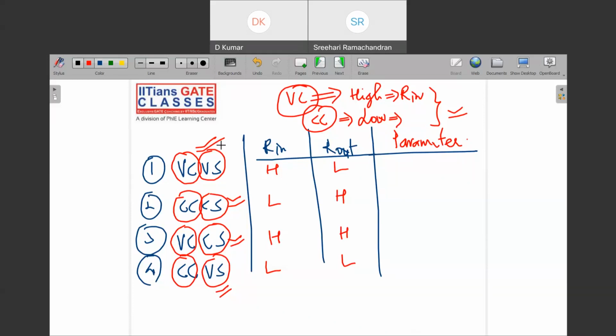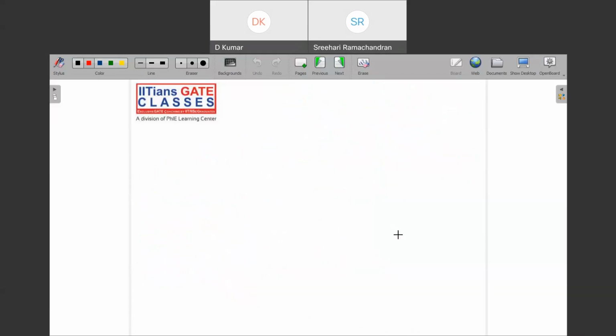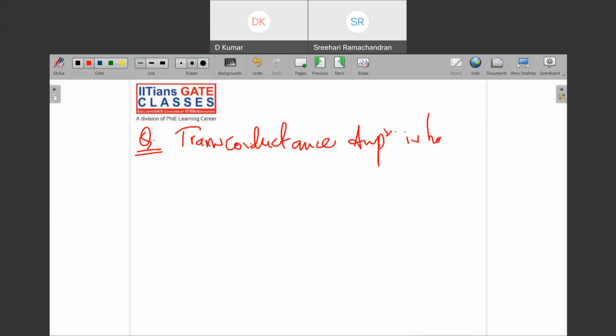Somebody is going to ask you what is the input resistance of a voltage amplifier? So you have to say high, sir, and output resistance low, sir. So in the HAL examination, you can expect questions like this: what is the input resistance and output resistance of any amplifier, like the transconductance amplifier? Suppose in the question they have asked: the transconductance amplifier is having R in and R out.